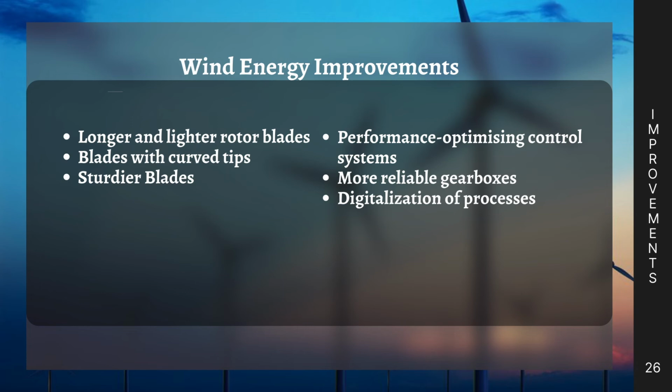Next is sturdier blades, which are able to withstand the stress of high altitude wind. Next is a control system that can either control or optimize the power output. Next is a reliable gearbox, which is used to change the speed of a shaft connecting to an electrical generator. Lastly is digitalization, which is one of the main reasons for wind energy's growth.